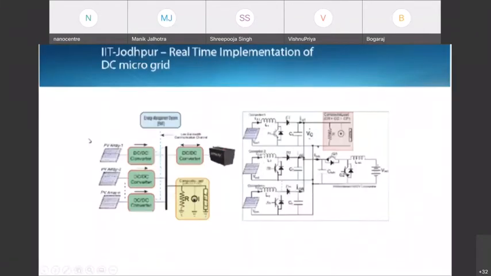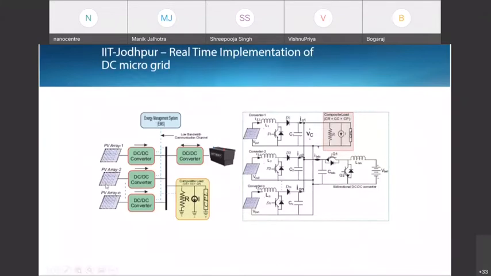In another case study, for IIT Jodhpur, they wanted to develop a DC microgrid in real-time mode. What they initially did was keep their hardware initially in the simulation mode only.